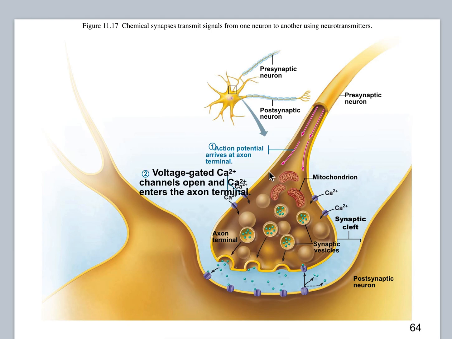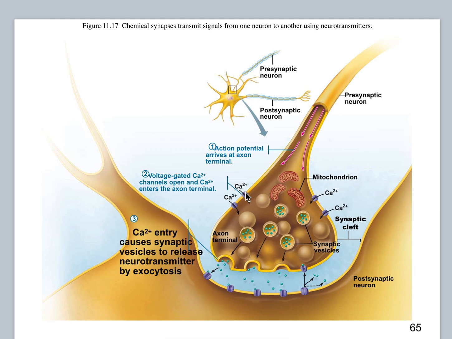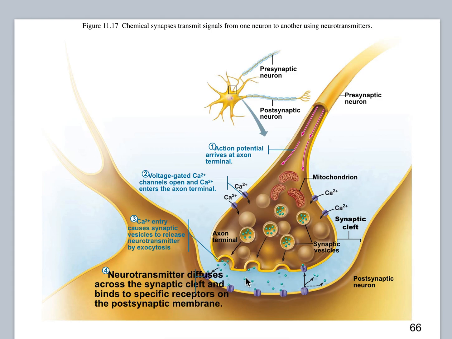Second thing that happens is it opens up voltage-gated calcium channels that lets calcium rush into the terminal portion of the axon. This calcium influx causes the synaptic vesicles to fuse to the external membrane and therefore release their neurochemical into the synaptic space or synaptic cleft, which is this area here. The cleft is the area between the presynaptic neuron and the postsynaptic neuron. The neurotransmitter diffuses across the synaptic cleft and then it binds the receptors on the postsynaptic membrane, just exactly like it does on the neuromuscular junction.